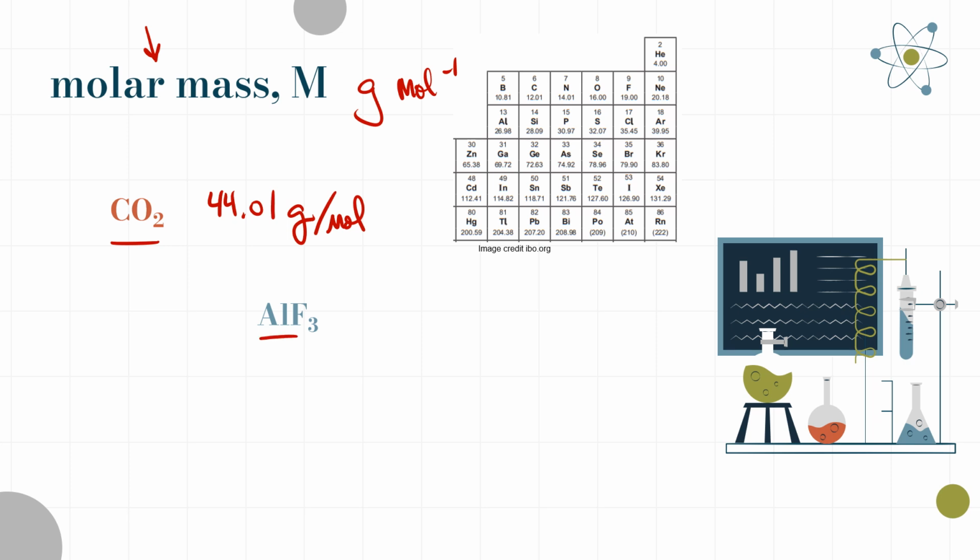And then aluminum fluoride, its relative formula mass was 83.98. No units. Molar mass, now it's grams per mole. Good. Tiny, tiny small differences, but important differences. Relative, no units. Molar, units. Grams per mole.